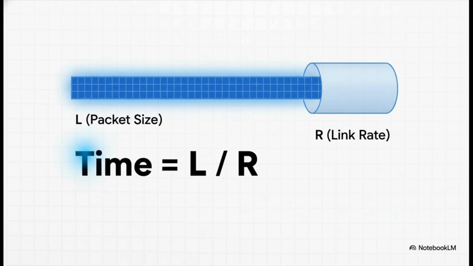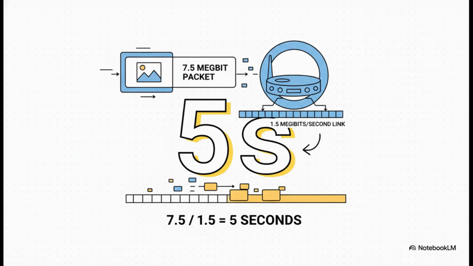So let's see how that plays out with a real example. Let's say our packet is a 7.5 megabyte chunk of a photo, and our internet connection, the link, has a speed of 1.5 megabits per second.